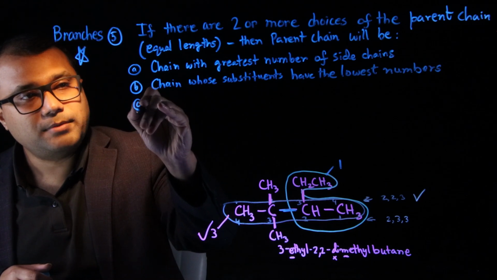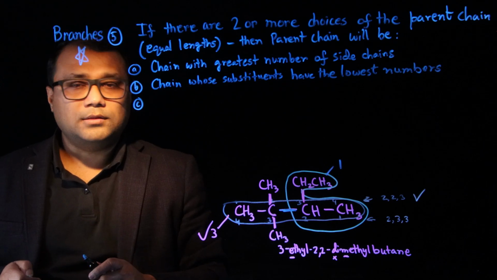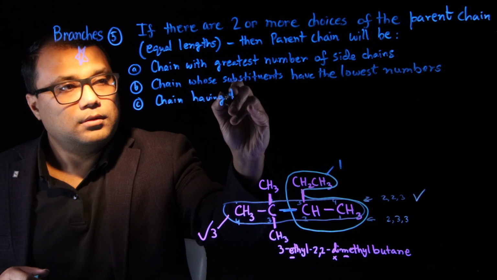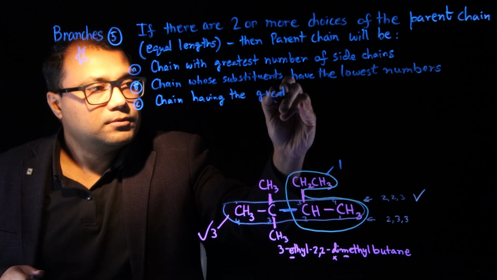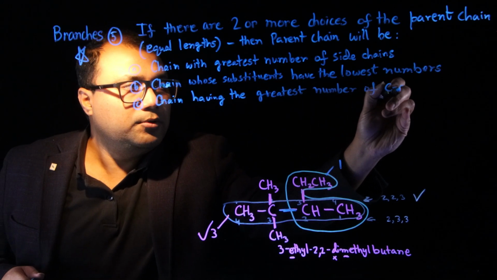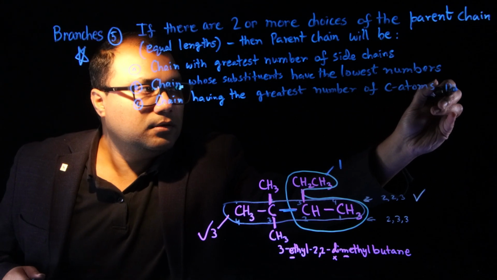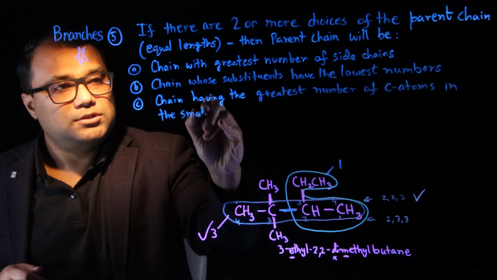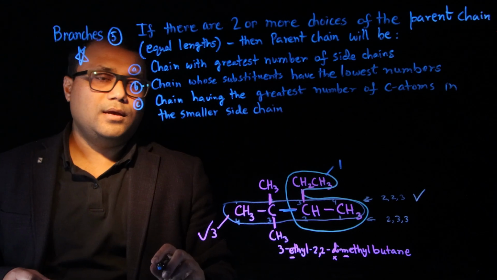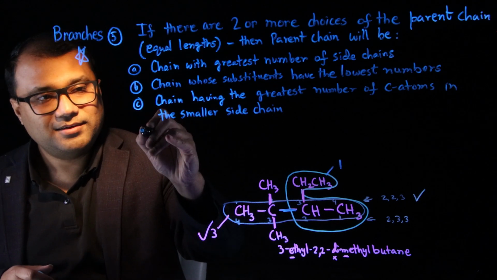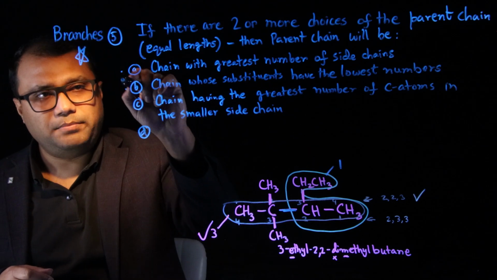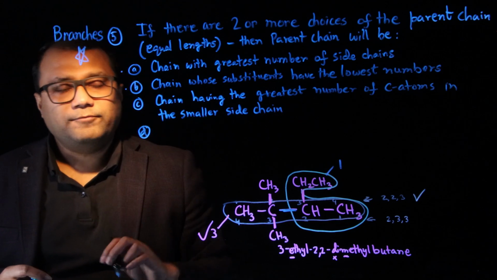Okay, still there might be some ambiguity. Then a third rule applies. Chain having the greatest number of carbon atoms in the smaller side chain. Okay, you can see it's getting pretty complicated, but hopefully you don't get into these situations. Most common situations would be A and B. There could be ambiguity even after C.